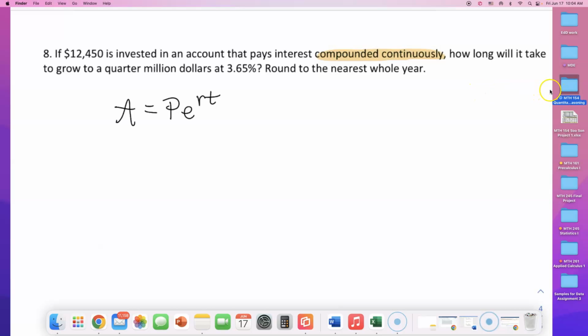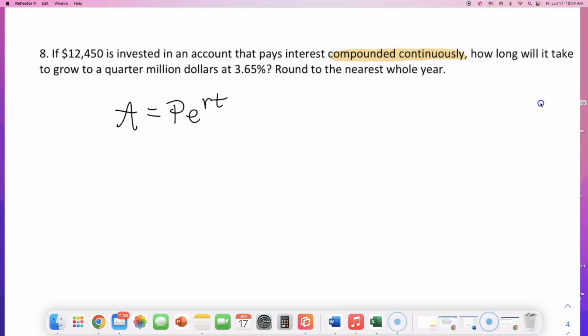And what they told us over here is the principal so far. How much is being invested? $12,450. This is the initial investment amount. So you're going to plug that in right here at P.